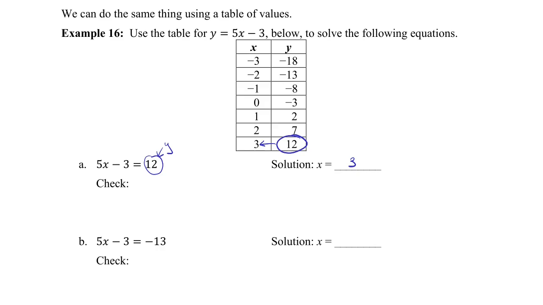We can check that that really works by saying 5 times 3 minus 3. Well, 5 times 3 is 15, so that'll be 15 minus 3, and that really does equal 12. Similarly, we can solve the equation 5x minus 3 is negative 13. This negative 13 now has been plugged in for y. We find a negative 13 in the y column. We see the corresponding value of x is negative 2. So x equals negative 2 is the solution to this equation.